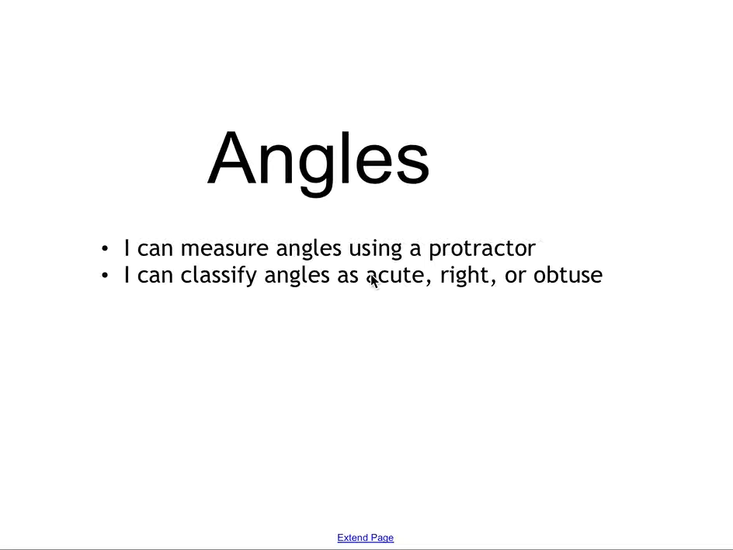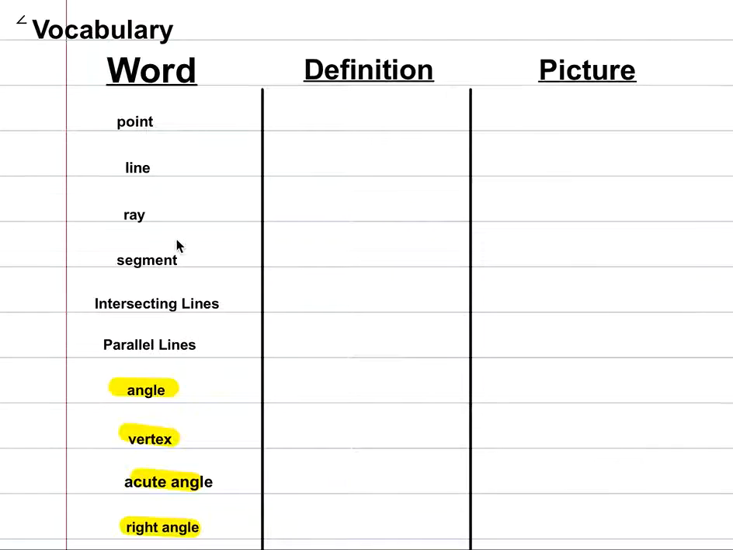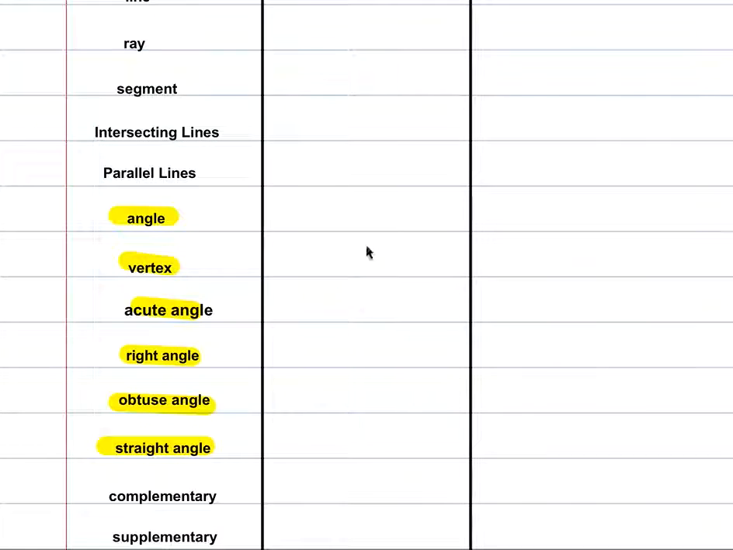I can measure angles using a protractor, and I can classify angles as acute, right, and obtuse. So we're going to first look at a vocabulary sheet. Yesterday we did angles, which are formed by two rays, and for example, use the angle symbol. We did the vertex, which is right at where those two rays come together. Your vertex would be at that intersection.